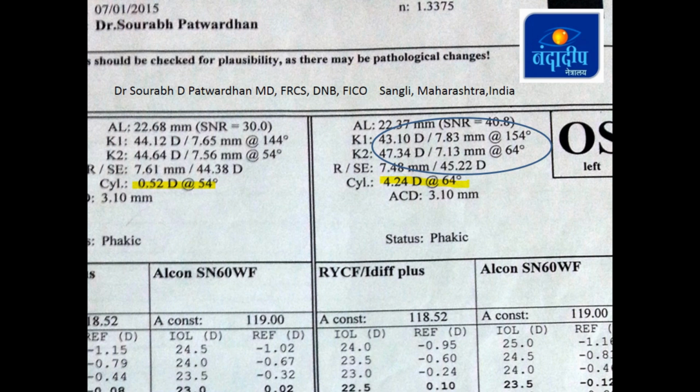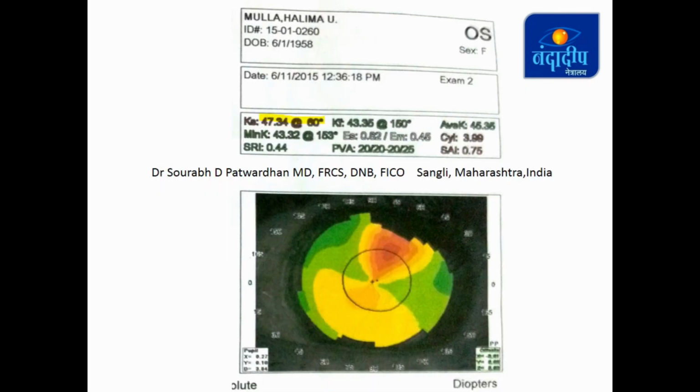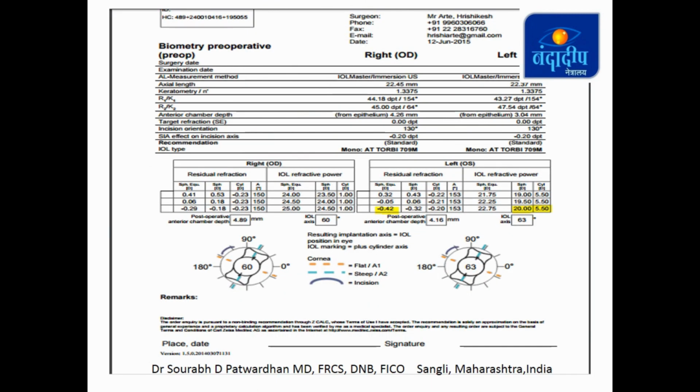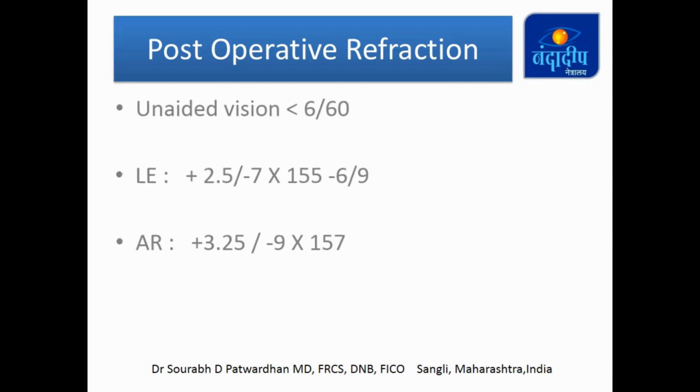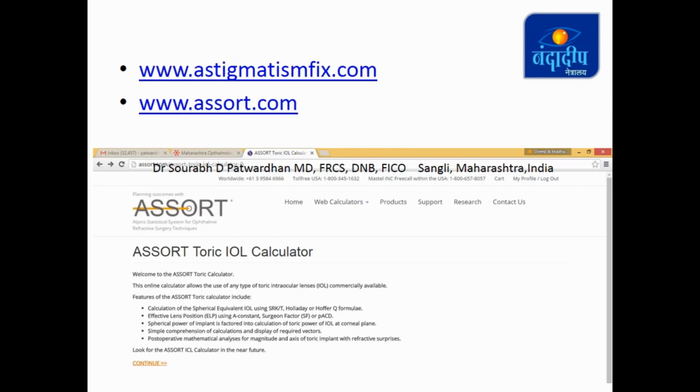So let's look at this patient which I was mentioning about. So a perfect patient for toric IOL. I selected the lens properly using the online calculator. Surgery was uneventful, that's what I thought. And the post-operative refraction, see the amount of cylinder which was left, -9 diopter.